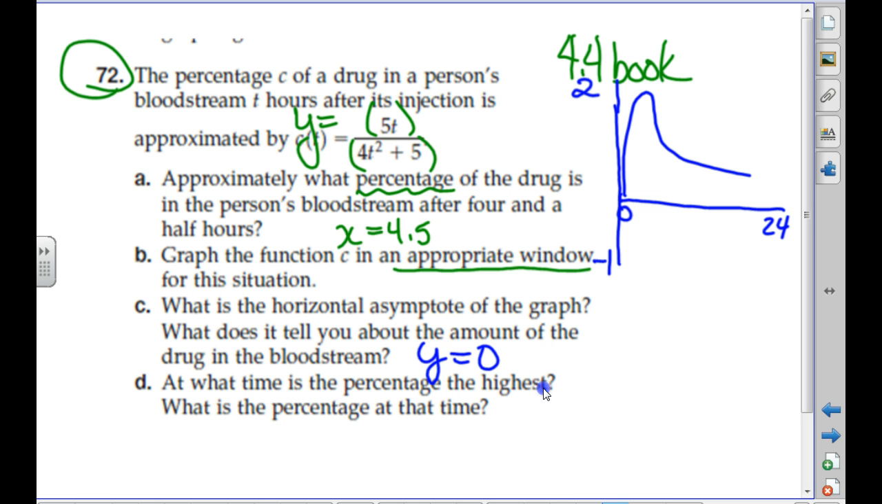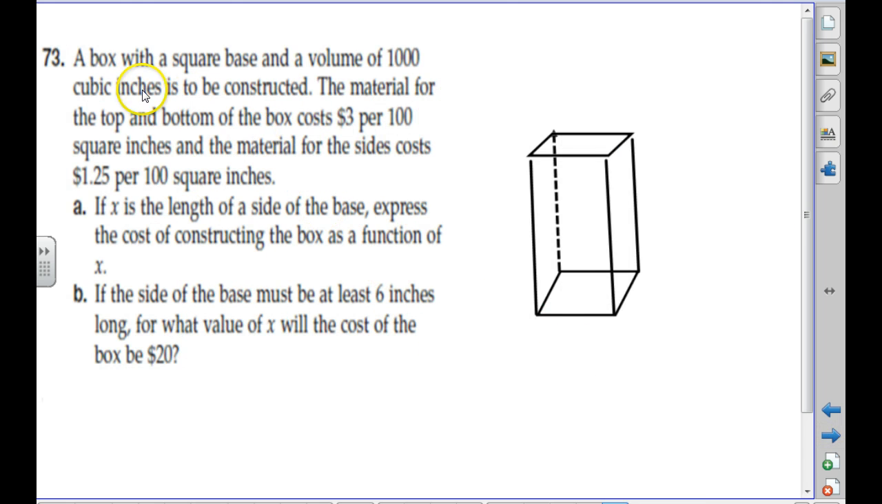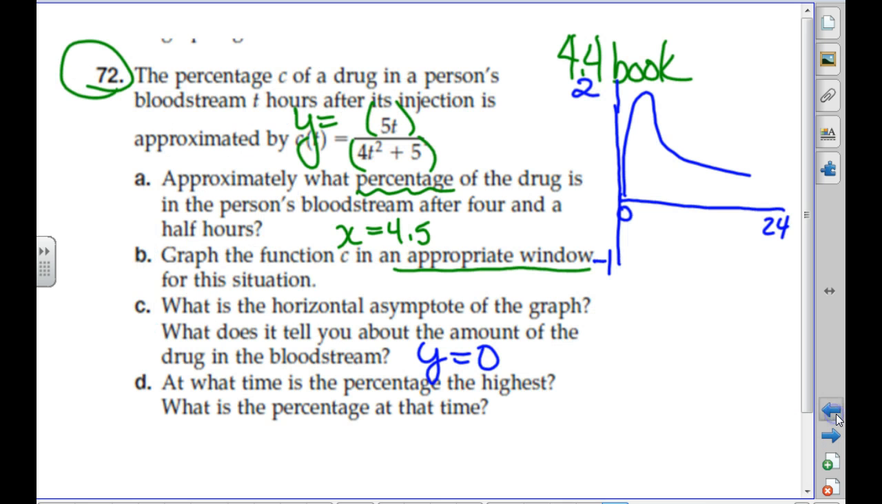At what time is the percentage the highest, and what is the percent? So you need to find the max, okay? What? Oh, okay. Sorry. All right. Sorry. I didn't solve this one. You have to type that one in. I also don't know that that's really what the graph looks like.